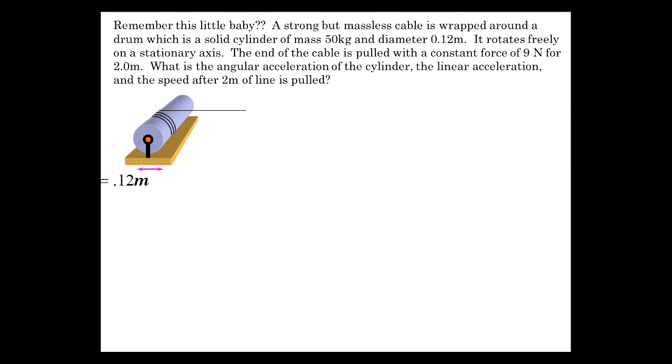Certainly you will remember this contraption. A solid cylinder pivoted from a bearing, a mass M, force of 9 newtons acting on it. Diameter is 0.12 meters, so 0.06 meters is the radius. And so this force is going to be applied for 2 meters. And the question is, amongst other things, what's the speed after 2 meters of line is pulled?